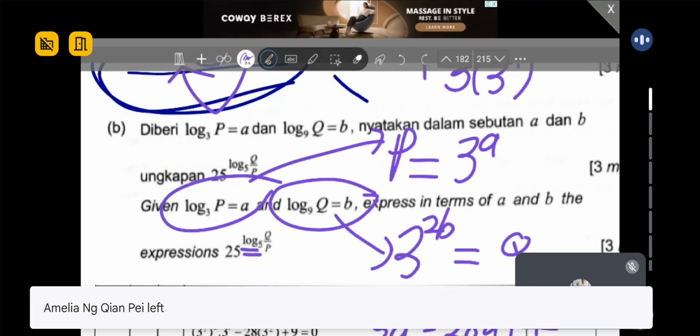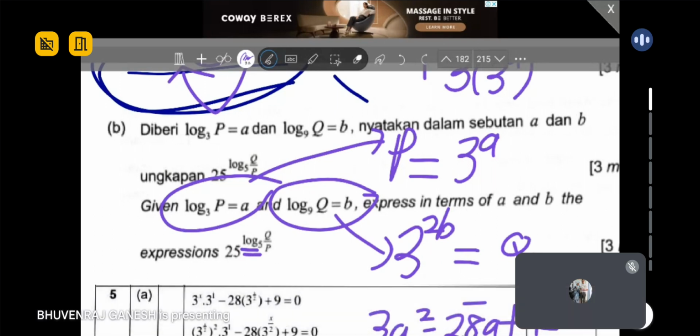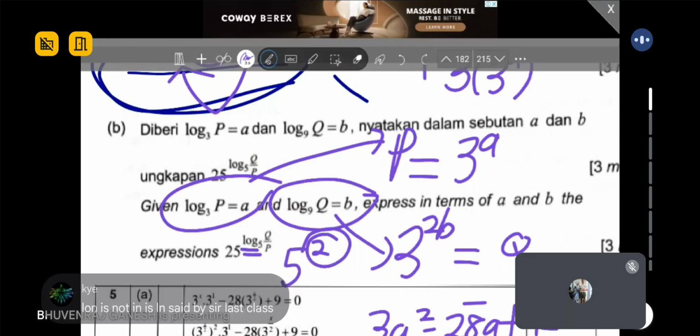Yes. Okay, so when you add log 5 25. So 25 tu adalah apa guys? 5 kuasa 2. Am I right? Power 2. So that's why kita ada kuasa 2.